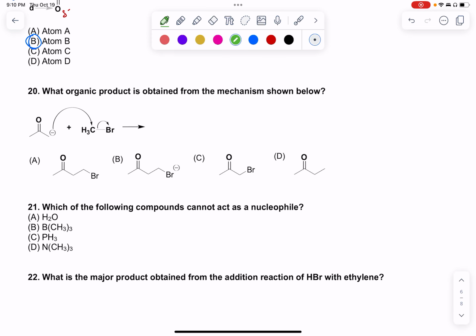All right, what is the organic product? What organic product is obtained from the mechanism shown below? All right, well, this one is just simply following arrows.